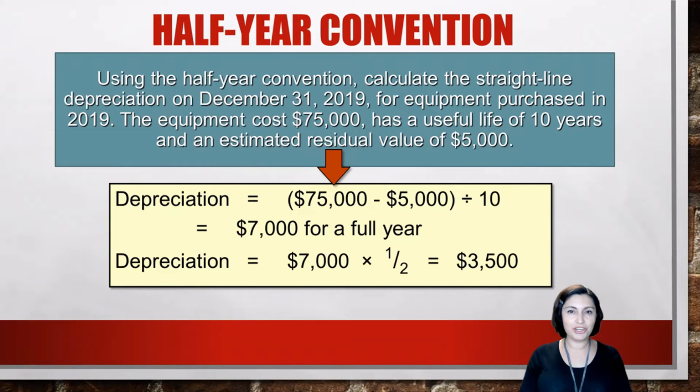Using straight-line depreciation, the depreciation expense for an entire year is $7,000. This amount is determined by taking cost of $75,000 less residual value of $5,000 and dividing it by the useful life of 10 years. We need to divide the annual depreciation in half for the first year, since the half-year convention is used. The depreciation expense for 2019 would be $3,500.